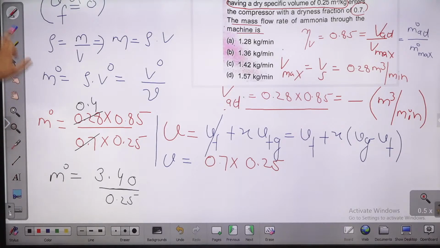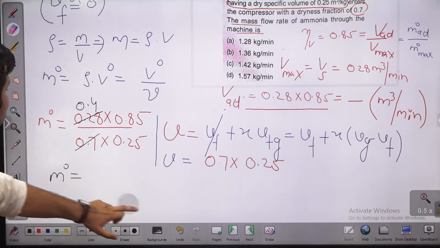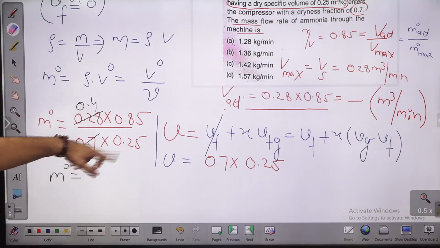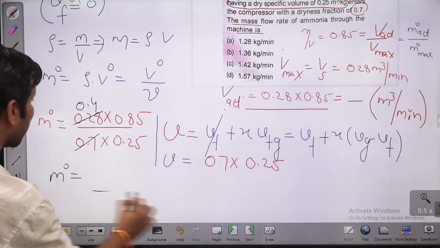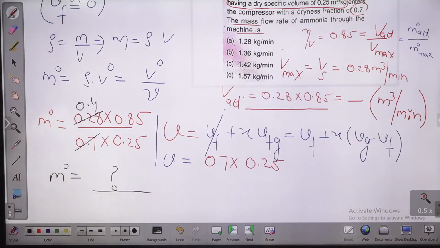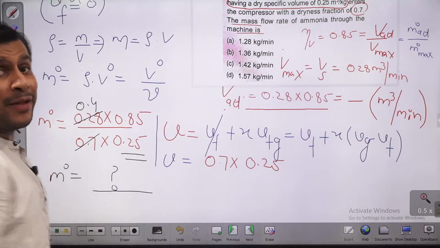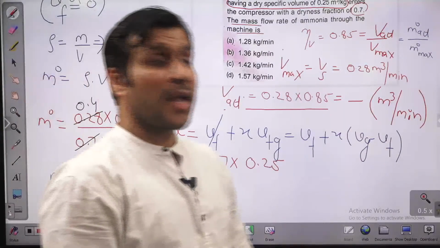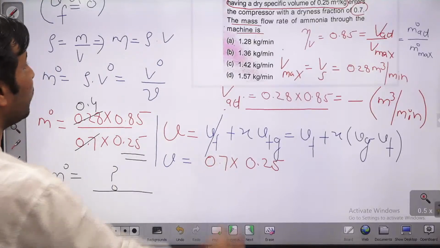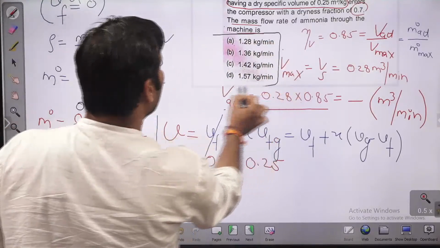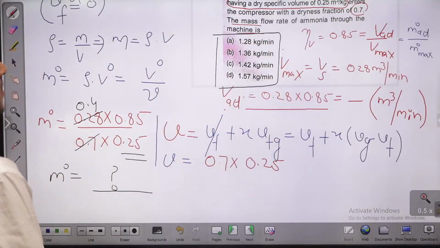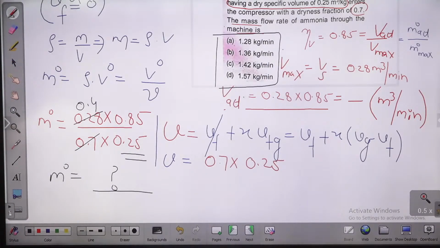You need to solve this. Isko solve karo aap. You need to solve this. Okay, because I divided this by this, and just solve it. What answer you are getting? 0.4 multiplied by 0.85 divided by this 0.25. So tell me what answer you are getting. Yes, please confirm. These are the four options available: 1.28, 1.36, 1.42, 1.57. Please tell me what answer you are getting for this question.